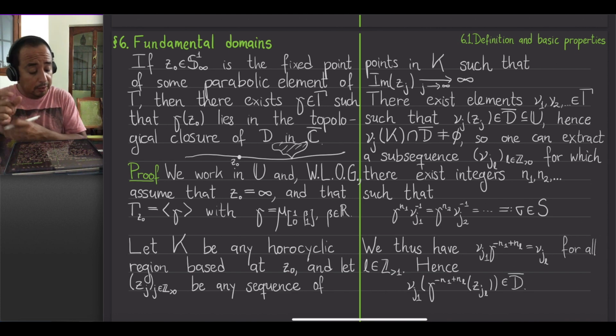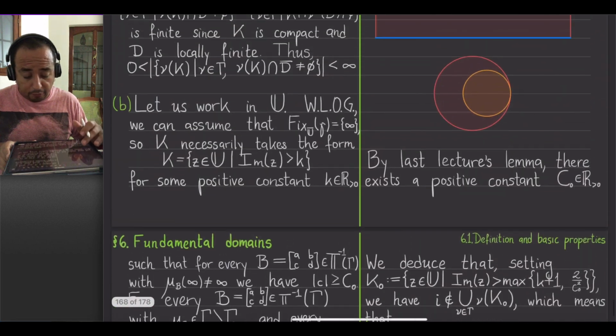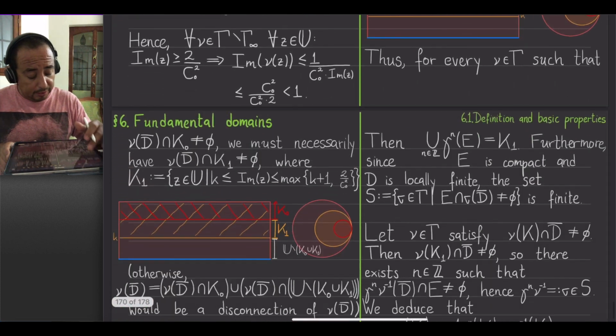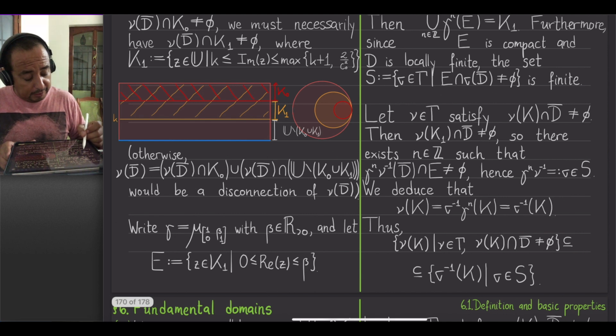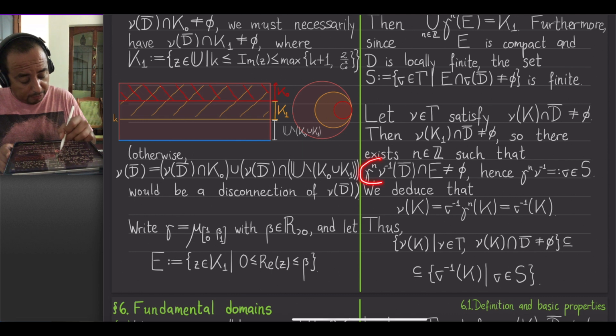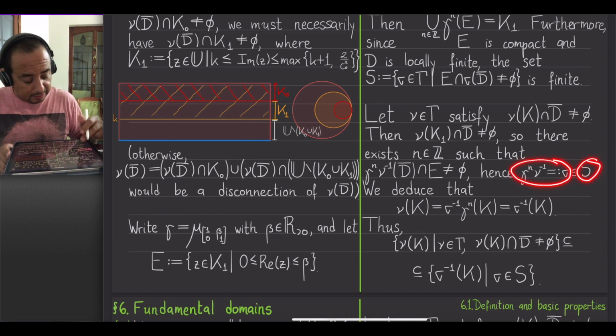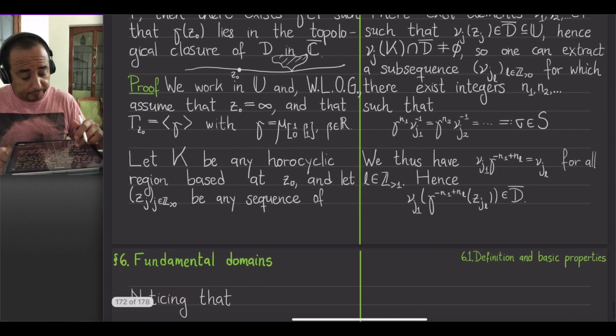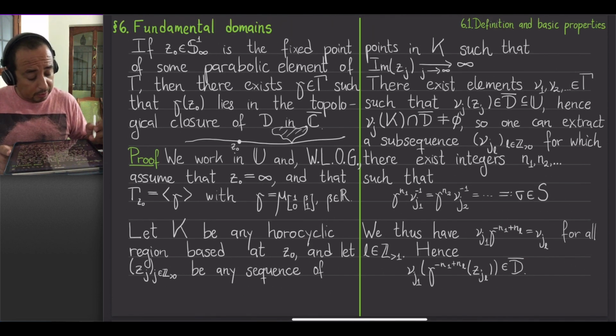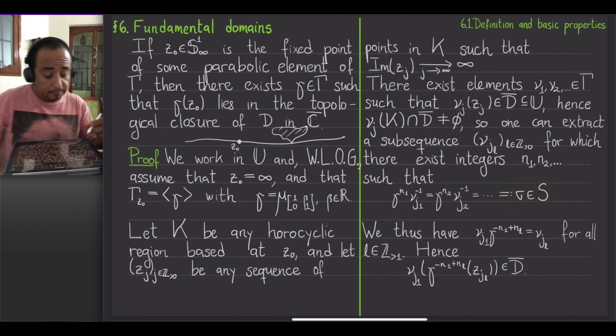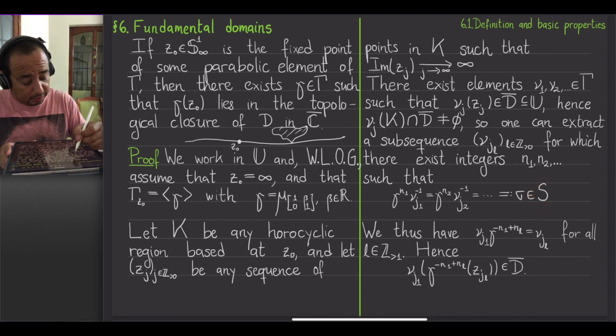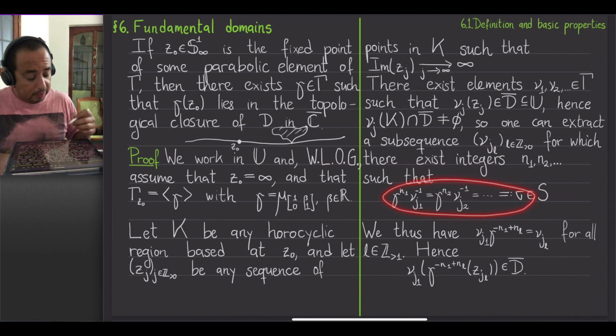Okay, so following, you know, tracing the proof of this parabolic case here, what we see is that up to some powers of gamma, those elements are in S, right? Which is finite. So there exist these integers so that they all give me the same element of S. Why the same? Because S is finite, right? So because S is finite, there must be an infinite repetition.